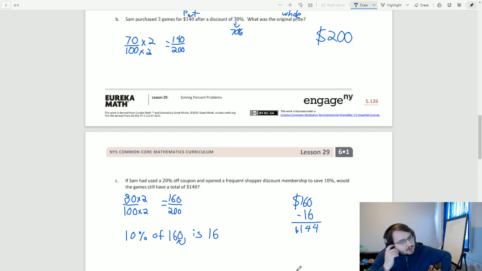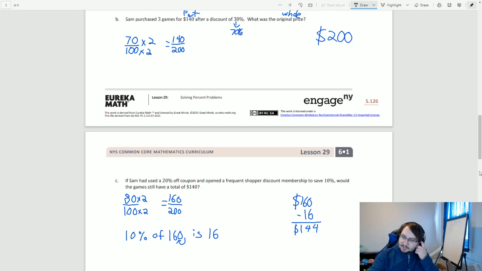Wait, what? So when I used my 20% and then used 10% on it, I didn't get the same as if I took 30% off?